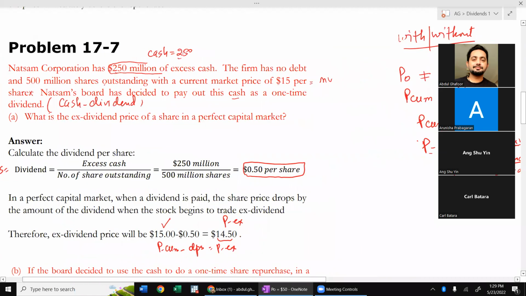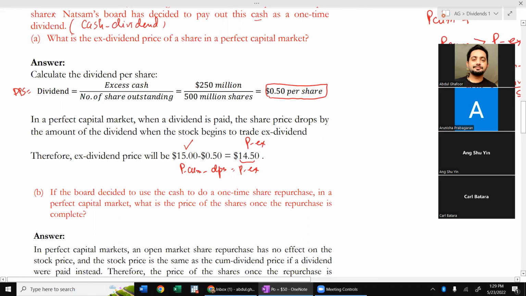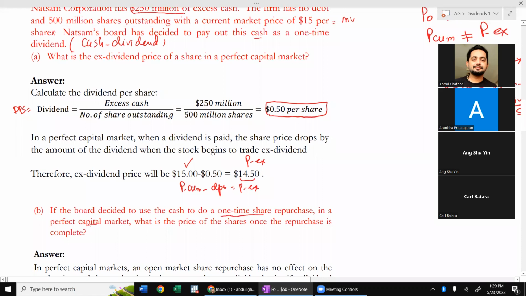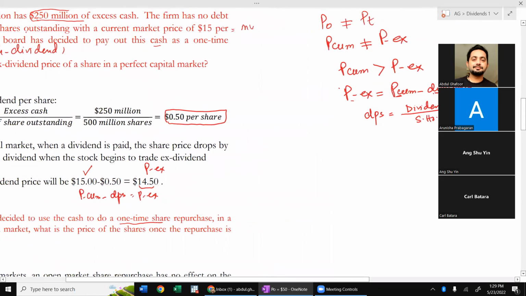Now the question is saying that if the management decides to do a one-time share repurchase instead of a cash dividend payout, in a perfect capital market, okay, this is very important, what is the price of the share once the repurchase is complete? So what should be the answer, students, if I ask you?